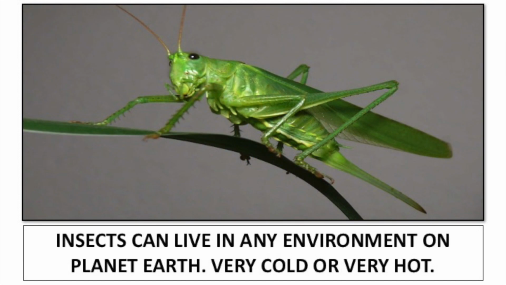Insects can live in any environment on planet Earth. Yes, very cold or very hot. Insects are quite tough. They can live in any type of environment. Even when it's very cold, you'll find insects. And then, when it's very hot, you'll also find insects, like this one here, grasshopper. Yes, this type of insect is a grasshopper.